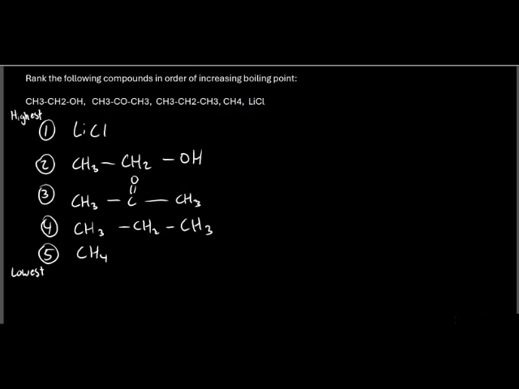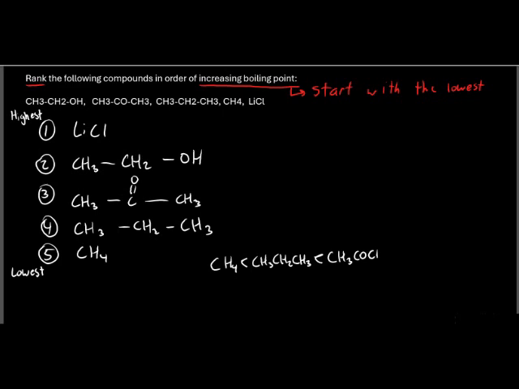Now that we've ranked our compounds, let's answer the question as written. We've been asked to rank the compounds in order of increasing boiling point. When they say increasing boiling point, that means to start with the lowest boiling point. Our lowest boiling point came from CH4, which is less than CH3CH2CH3, which is less than CH3COCH3, which is less than CH3CH2OH, which is less than LiCl. So if you wish to write the answer in the proper order in inequality form with the less than symbols.